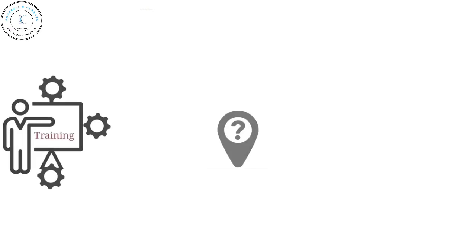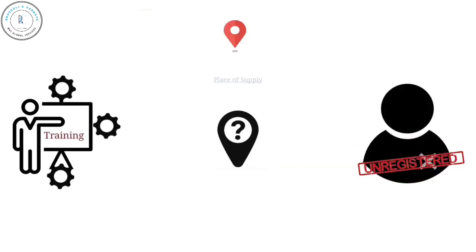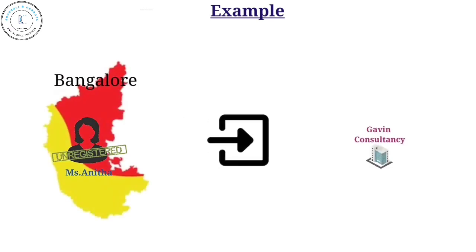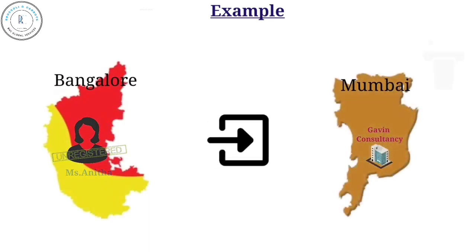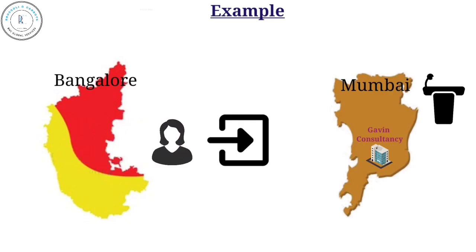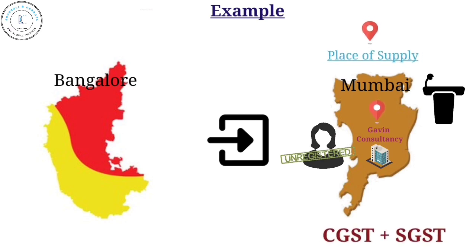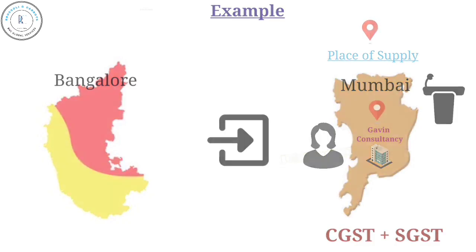Where training service is provided to an unregistered person, place of supply will be location where the services are performed. Example: Ms. Anita, unregistered person based in Bangalore, signs up with Gavin Consultancy, Mumbai, for a training on public speaking. She attends the training in Mumbai. Place of supply will be Maharashtra, since the recipient is an unregistered person. Location where services are provided is the place of supply. And CGST plus SGST will be charged. So, that is all for this topic.